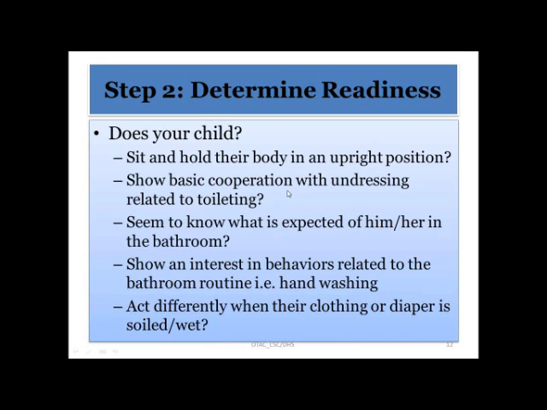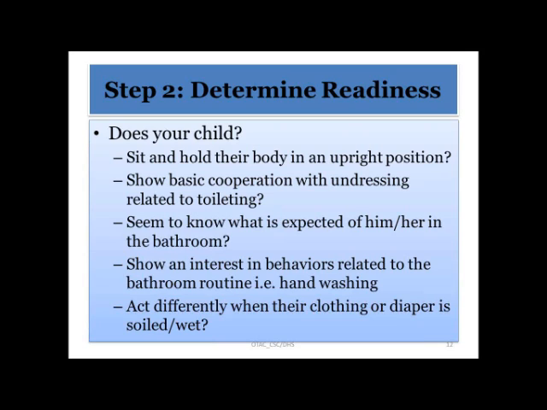Is the person showing cooperation when they're in the bathroom? Are they helpful, or allowing you to support them in undressing and the various things that go along with it? That shows that they understand the process of what needs to happen in the bathroom and the expectations. And is there interest in other things in the bathroom, like flushing the toilet, washing hands, taking a bath? And does the person seem uncomfortable when they're soiled or wet?